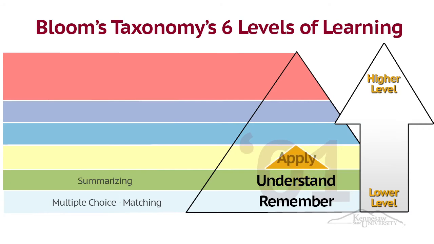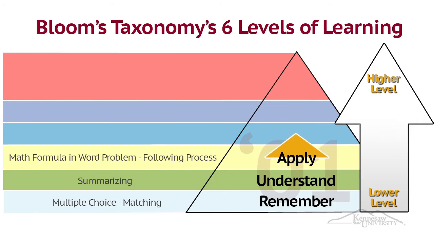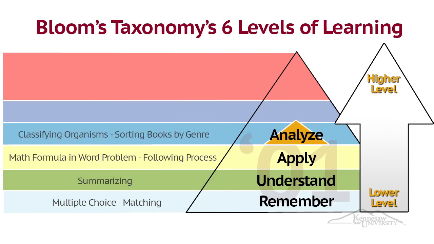The third level is apply. Are your students using a math formula in a word problem? Or are they following a list of predefined science experiment steps and processes? Then your students are applying knowledge, and this level of the taxonomy is where higher levels of active learning begin to take place. Analyze. This is the fourth level in the taxonomy for teaching, learning, and assessment. Are your students organizing or classifying organisms according to animal kingdoms? Or maybe sorting books according to genre?